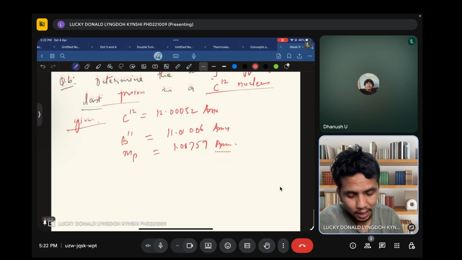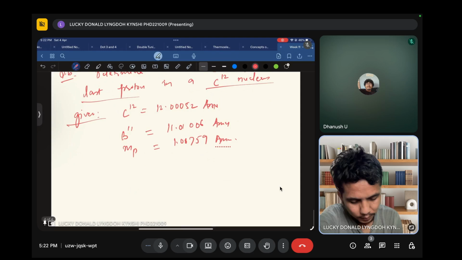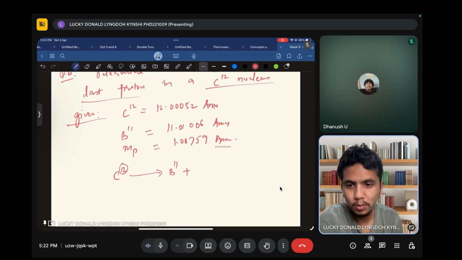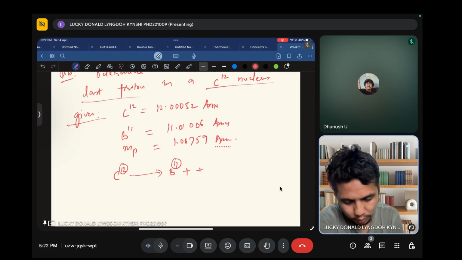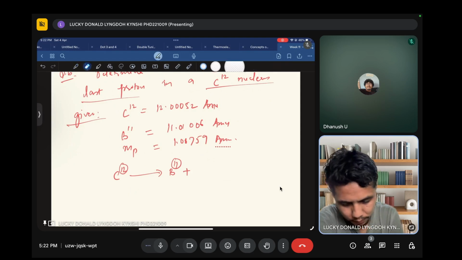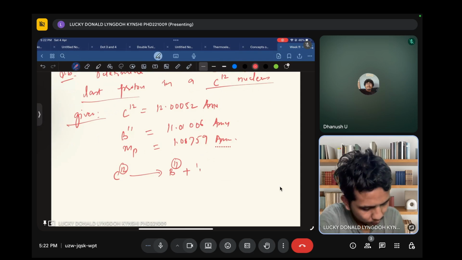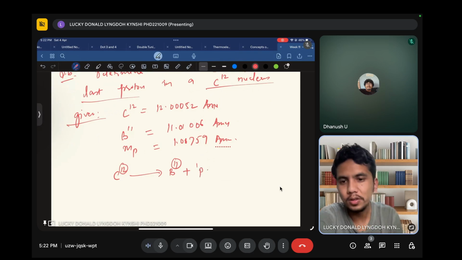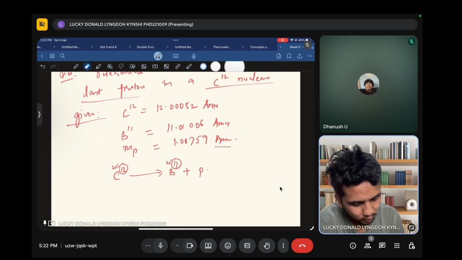So if I write this reaction, what will happen? You get carbon-12 goes to B11 plus what? You see, this is mass number 12 and this is mass number 11, plus 1 proton. It has to be conserved. That means here it is 12, and here it is 11 plus 1 equal to 12. This is not minus 1, this is 1.